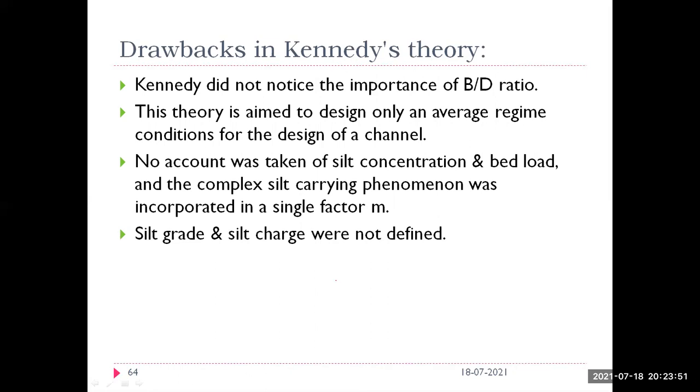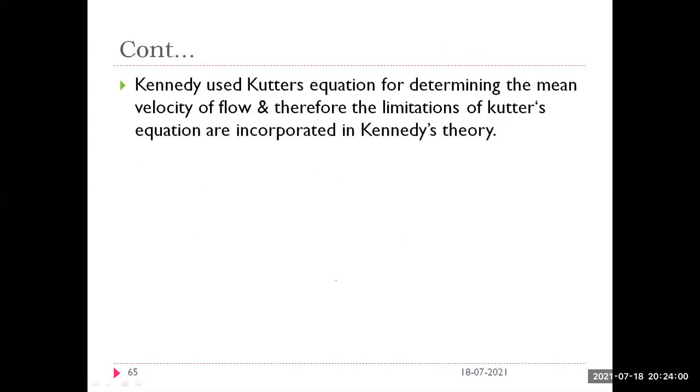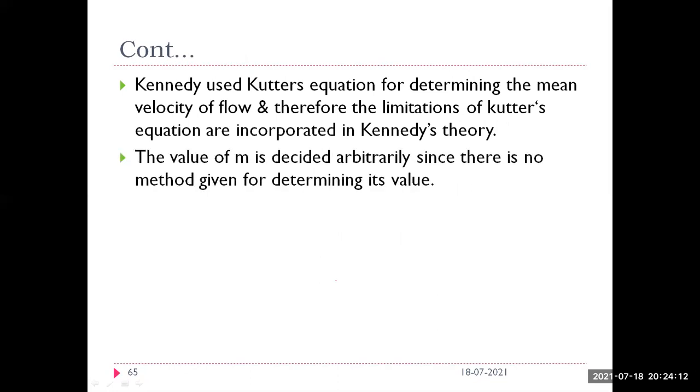Also, silt grade and silt charge were not defined properly, and Kennedy did not give any slope equation. To calculate the slope, he has not given any equation, and he has used just Kutter's equation for determining the mean velocity. So whatever limitations Kutter's equation had were all incorporated in Kennedy's theory. Also, the value of m was decided arbitrarily, because he did not propose any method or equation to determine that value.